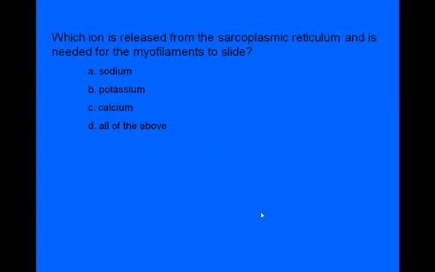All right, sample question. Which ion is released from the sarcoplasmic reticulum and is needed for myofilaments to slide? The answer is C, calcium.